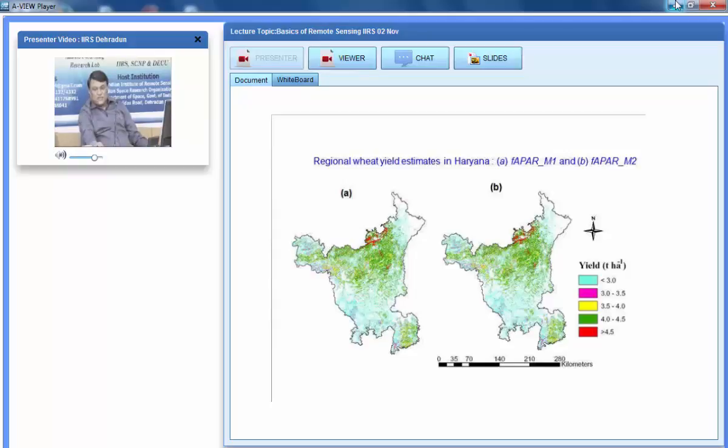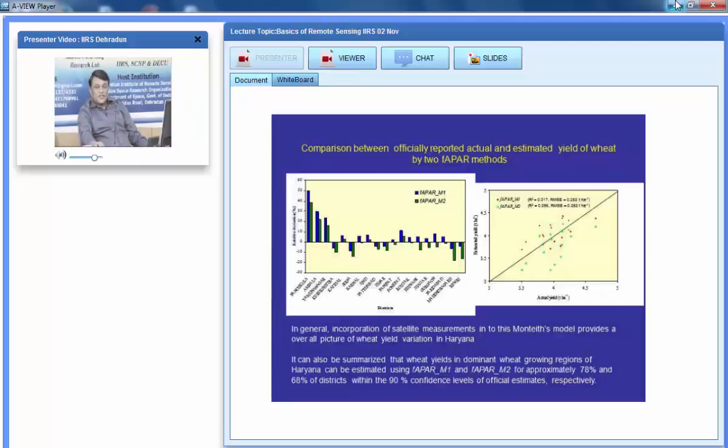So the majority of the area you will find is between 3.5 and 4.5 tons per hectare. But the interesting thing here is that for the majority of districts, the remotely sensed estimate based on the Monteith approach, this light use efficiency approach, was within 10% relative deviation. So it is acceptable accuracy, with 90% confidence level of the official estimate.